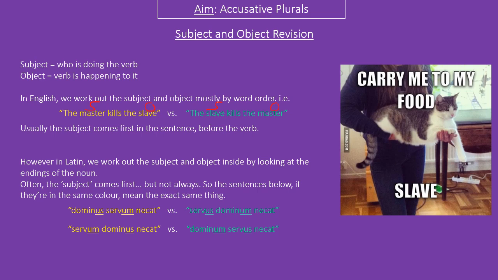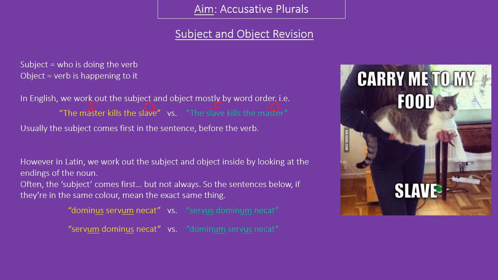Fine. Latin doesn't do this. Latin is not the only one that doesn't do this. Latin is a language where the subject and object is worked out not by the position of the noun in the sentence, but by looking at the ending. So if we look at our sentences in yellow, all the sentences in yellow here mean the same thing. They all mean the master kills the slave.